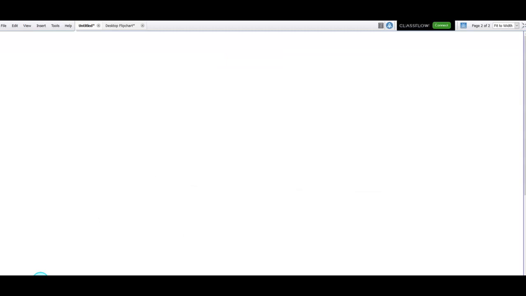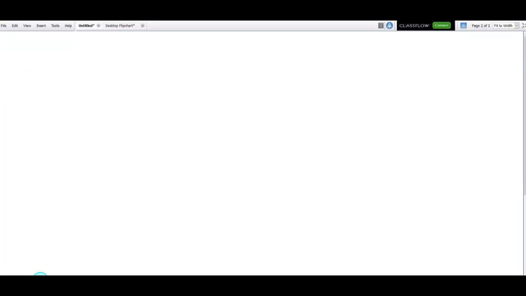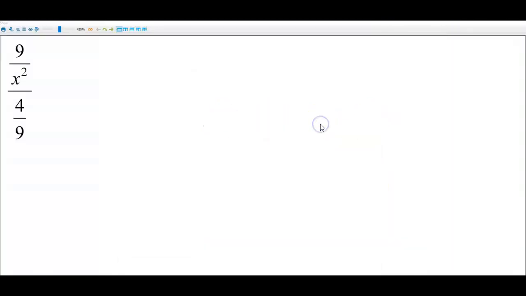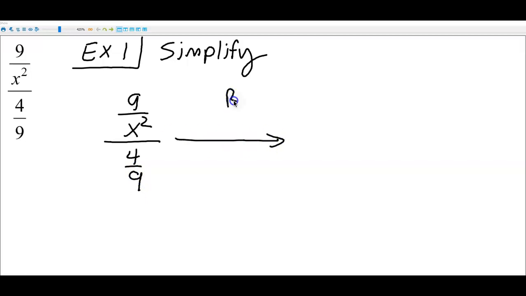Okay. Let's go ahead and write this one down. We'll call it example 1. The directions are simply going to be to simplify. All right, so the first thing I'm going to do is I'm going to rewrite this as a division problem. You do top divided by bottom.